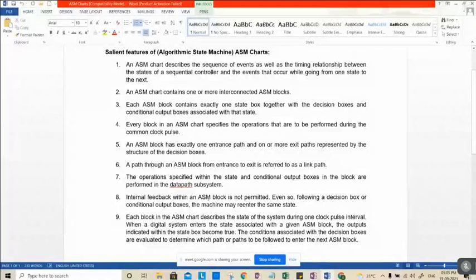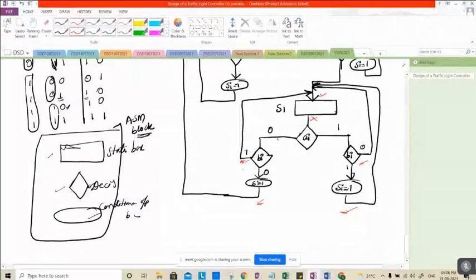So within the ASM block you cannot interconnect. It means you cannot connect from here. So if you are drawing a line, you cannot draw a line from here to here. You cannot draw it like this, because what happens in the next clock cycle has to be drawn separately, so you cannot draw those particular lines.